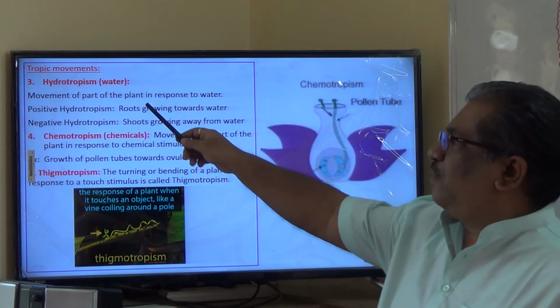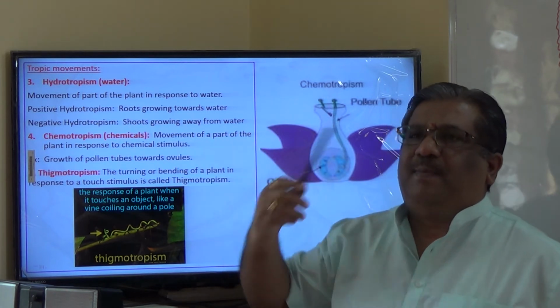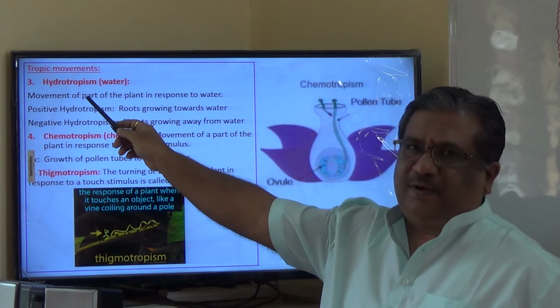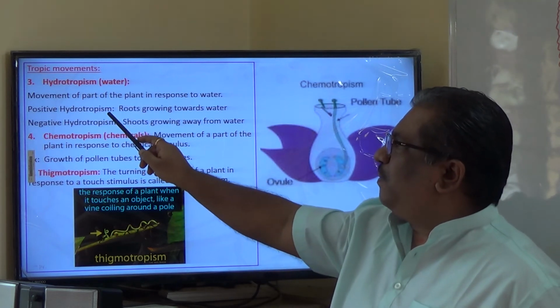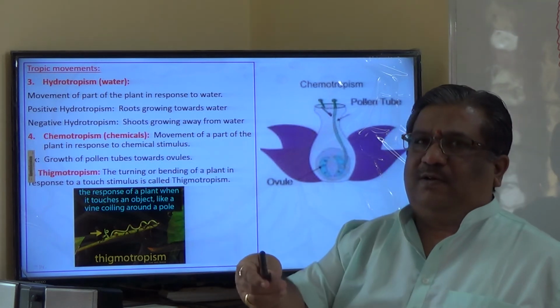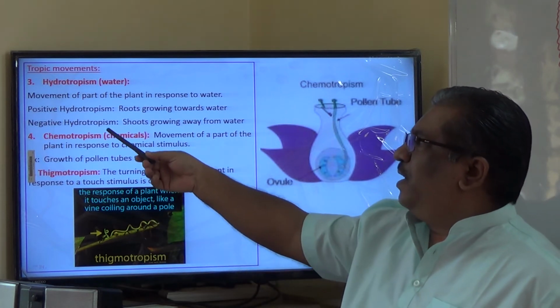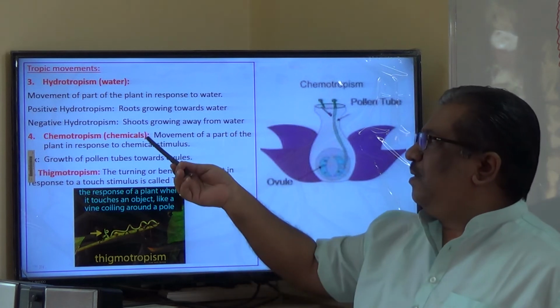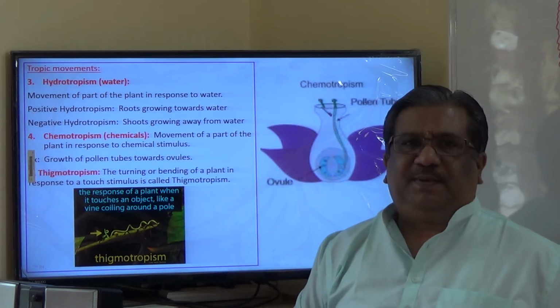Next comes hydrotropism. Movement of a plant or a part of a plant in response to water is called hydrotropism. Positive hydrotropism: roots which grow towards the water show positive hydrotropism. Negative hydrotropism: shoots which grow away from the water show negative hydrotropism.